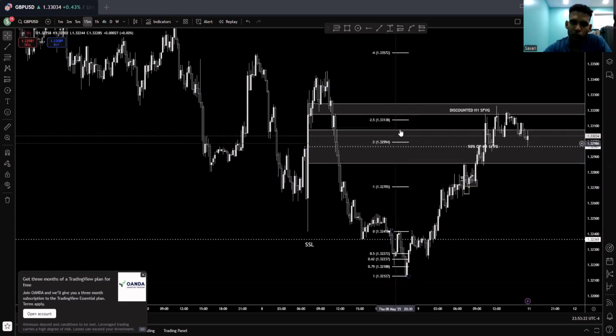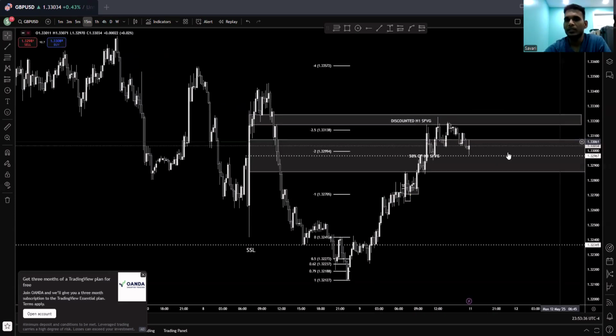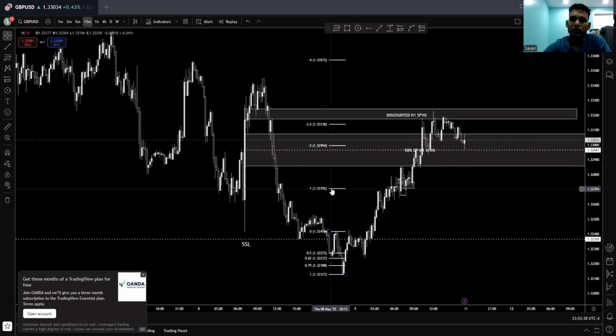This is aligned with this 2 to 2.5, 50% of the fair value, and price beautifully approached until this point. Inside this range, price started to consolidate. That's it. Beautiful day, 2% up for the week.